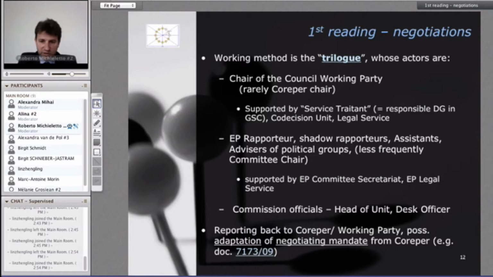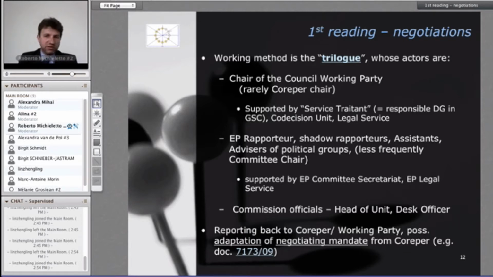Then you also have Commission officials: the desk officer dealing with the file, the head of unit of the unit which is treating or wrote the proposal, and sometimes the director, and rarely the director general. It is always dependent on the importance of the file.